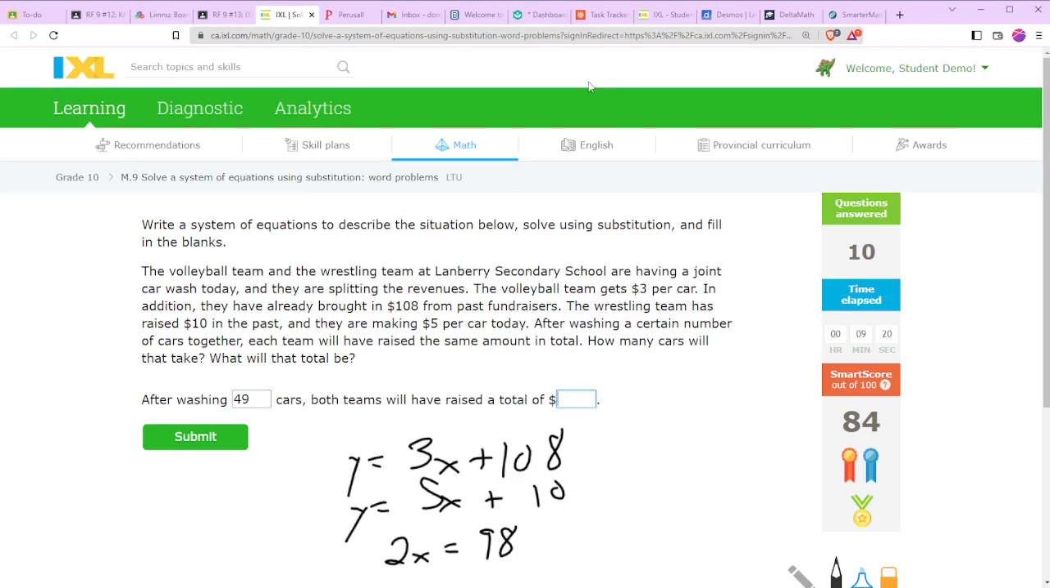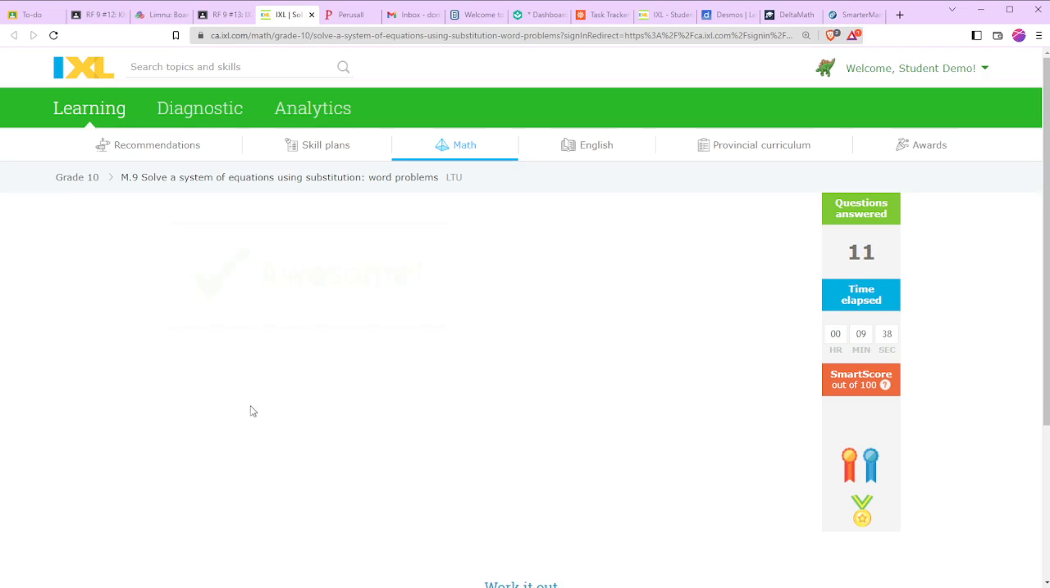both teams will have raised a total of, I find the mental math will be easier if we substitute in here, because 5 times 50 is 250. So 5 times 49 is 245. This should make 255. We can double check that 3 times 49 is 147. Add 108, we do get 255.